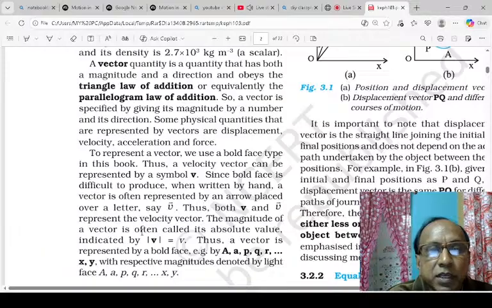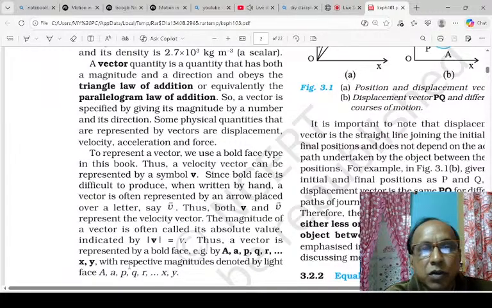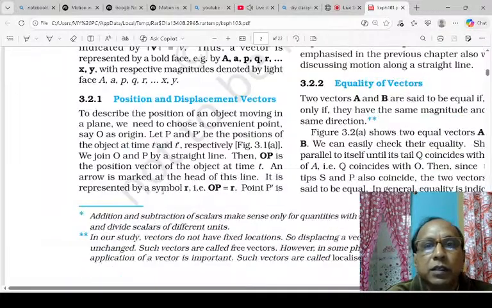The magnitude of a vector is often called its absolute value, denoted by modulus of V, that is |V|. Thus, a vector is represented by boldface A, capital A, or with an arrow, with respective magnitudes denoted by lightface capital A. In this way, we get the vectors.